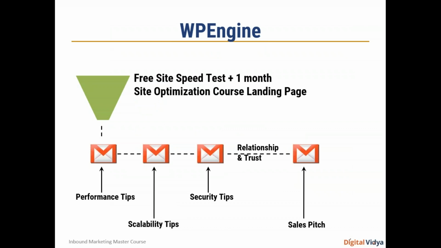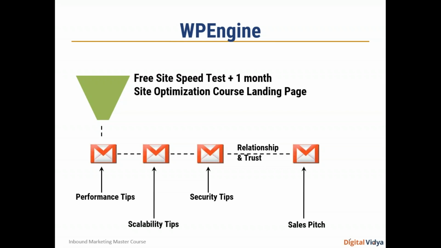All right, so now let's look at a few examples of how companies have implemented marketing automation tools. WP Engine was running a campaign where people could register for a free site speed test program, and they were collecting lots of subscribers, and all the subscribers were subjected to a workflow. The workflow was all about a drip campaign.